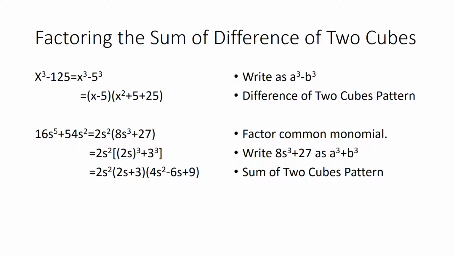Another one is 16s to the fifth plus 54s squared. And when you factor the common monomial, you get 2s squared times 8s cubed plus 27, and write as a to the third plus b to the third, and you get 2s squared times 2s cubed plus 3 cubed, and the sum of two cubes is 2s squared times 2s plus 3 in parentheses times 4s squared minus 6s plus 9 in parentheses.